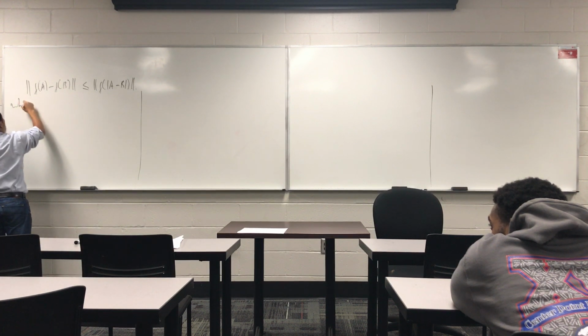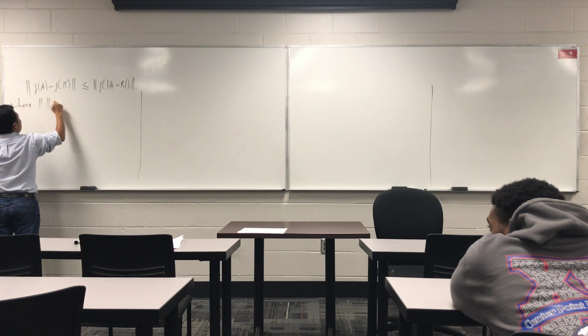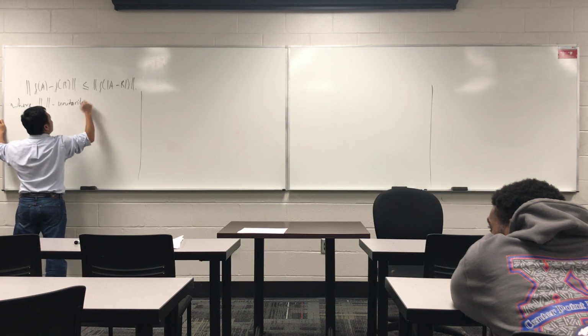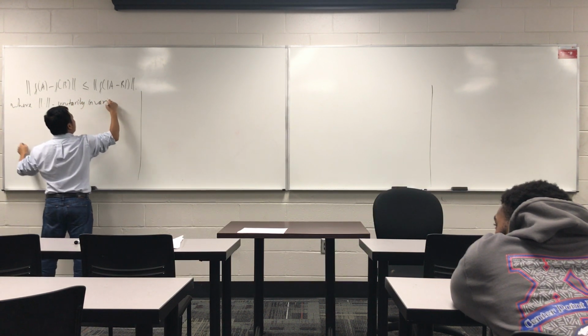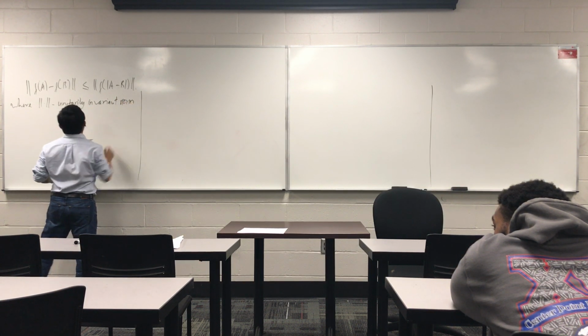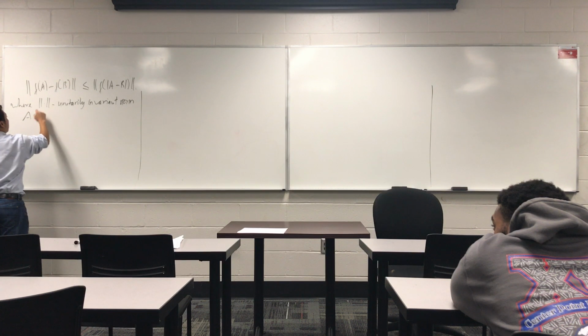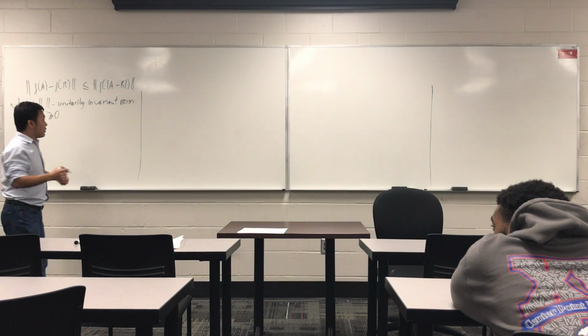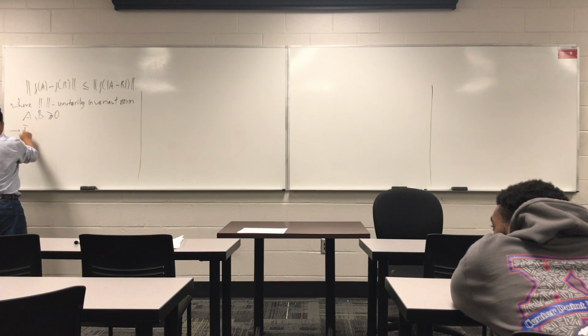where this norm is a unitarily invariant norm, right? And a and b are greater than or equal to 0. So let's say the idea of the proof.